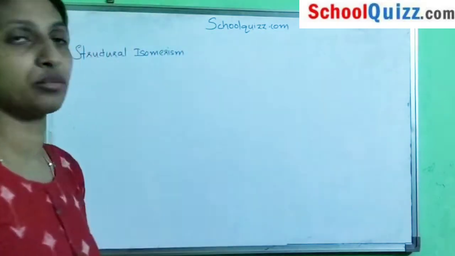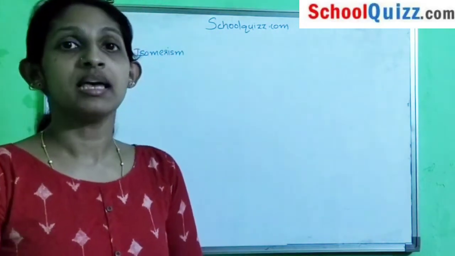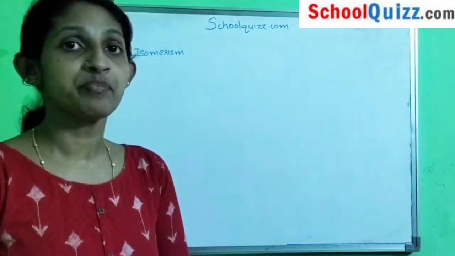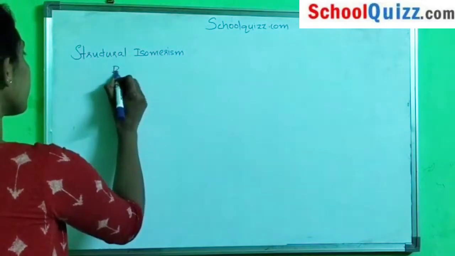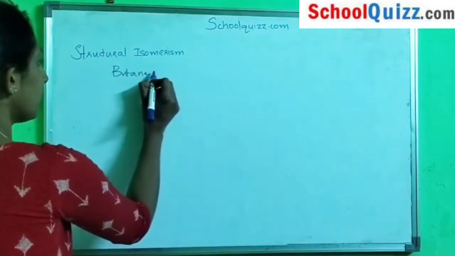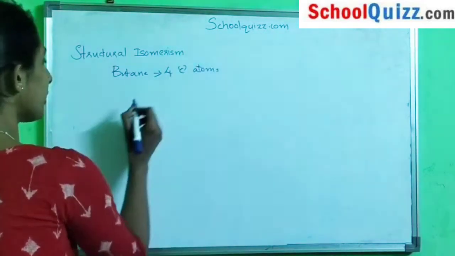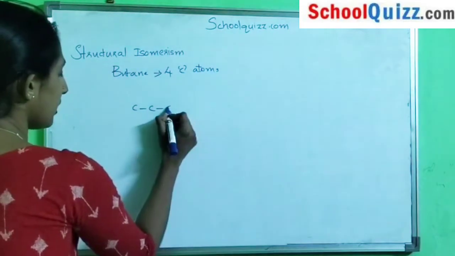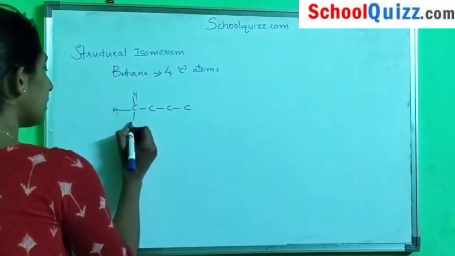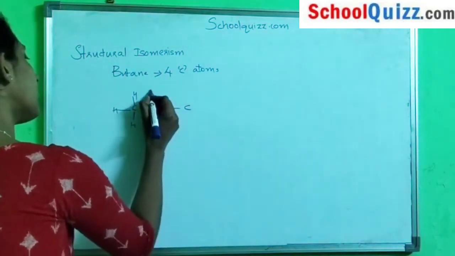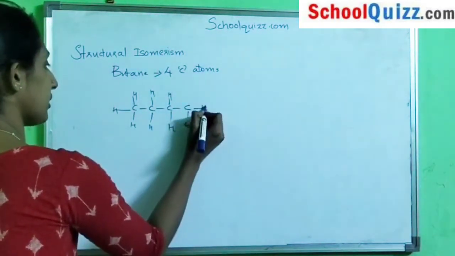What is structural isomerism? Structural isomerism is a type of isomerism in which compounds possess similar molecular formula but differ in their structure. We can look at one example. Take an organic compound butane. Butane consists of 4 carbon atoms. How can we write this? We can write these carbon atoms as a carbon skeleton and the valences are filled by hydrogen. The molecular formula of butane is C4H10.